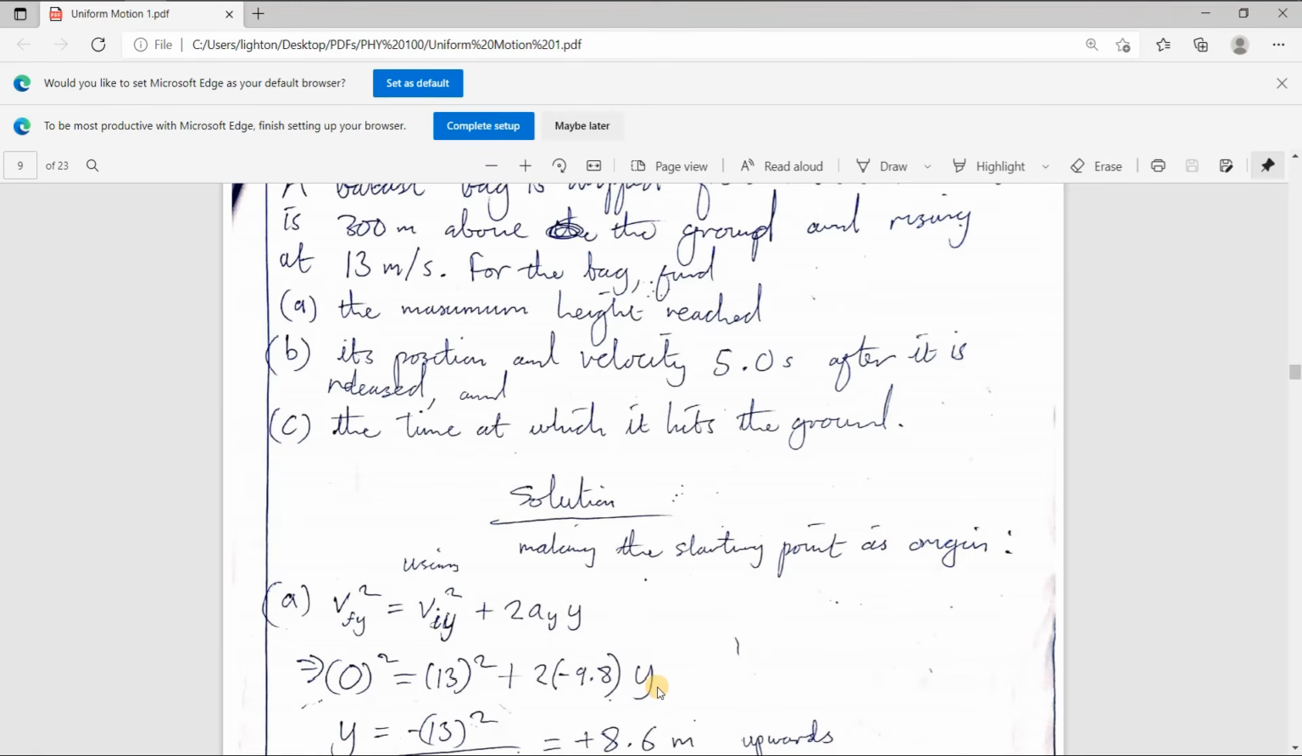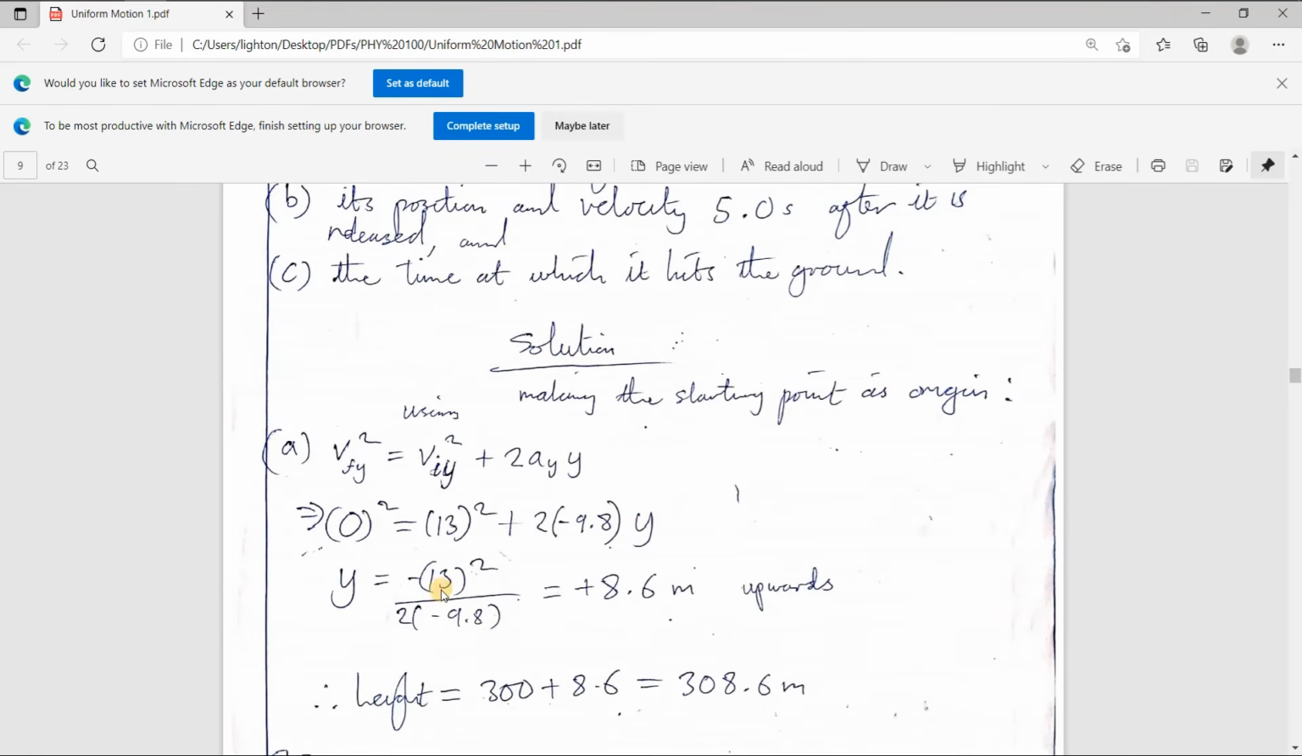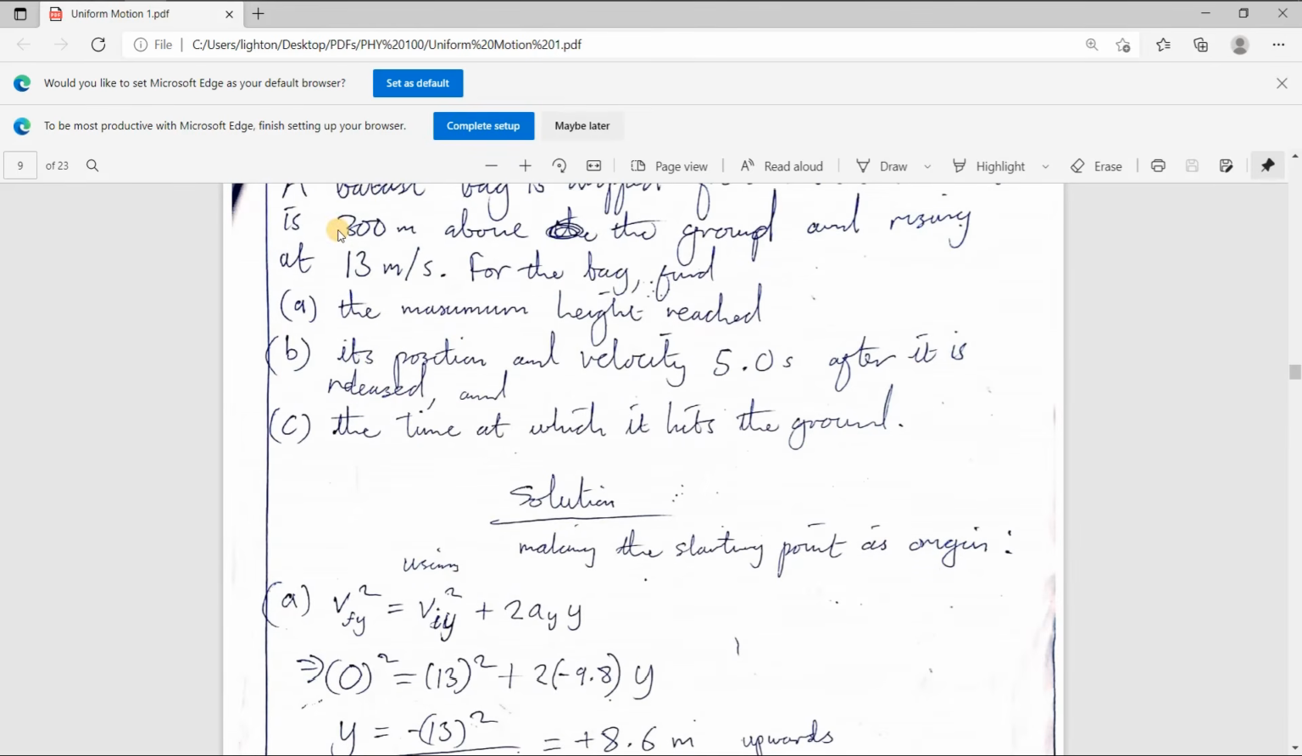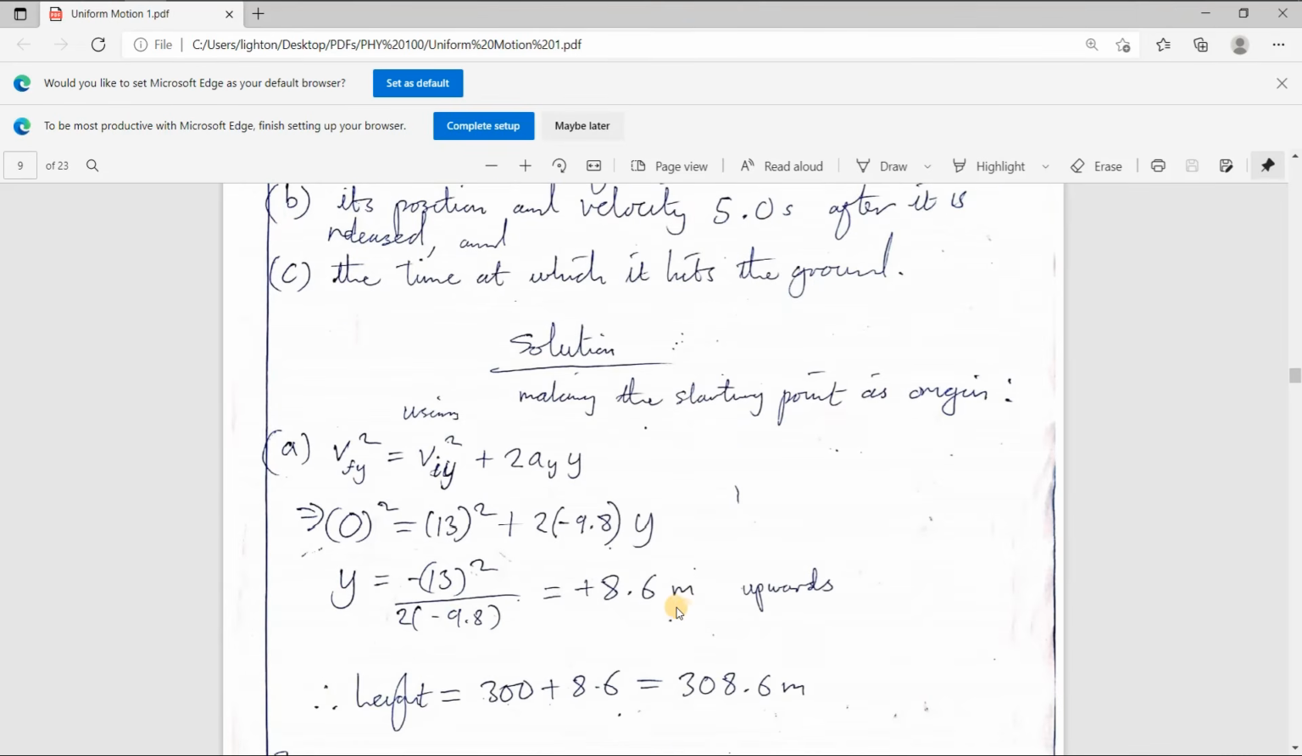Making y the subject of the formula, we get 8.6 meters upwards. This 8.6 meters represents how much this balloon has risen from the origin at which it was released with this speed of 13 meters per second. So after it was released with a speed of 13 meters per second, it went upwards a distance of 8.6 meters.